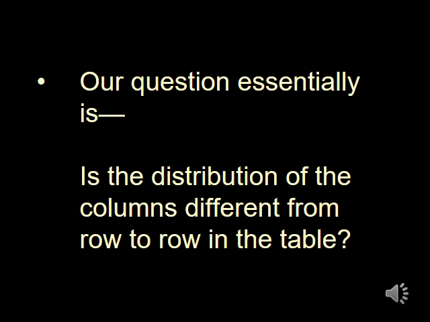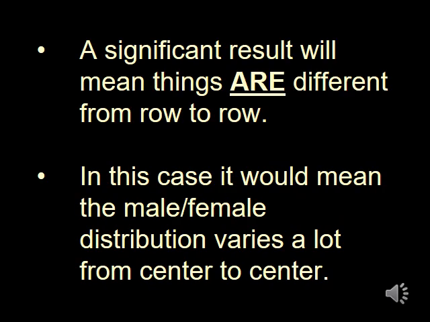Another way to think about what we're looking at is as I go from one row of the table to another, is the distribution in the columns different? Is it different in Algona than it is in Emmitsburg, than it is in Esterville, than it is in Spirit Lake, and than it is in Spencer? If I get a significant result, I'm going to have a result that tells me that, yeah, the distribution is different as I go from center to center. If it's not a significant result, it would mean it's pretty close to the same, and whatever difference I have could easily just be by chance.